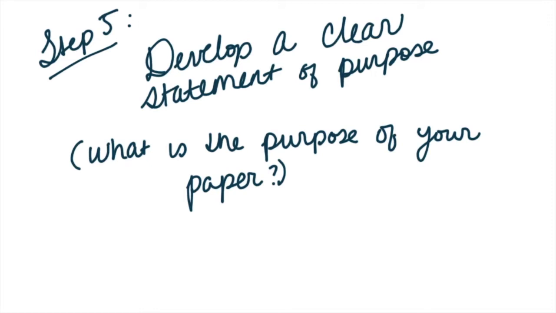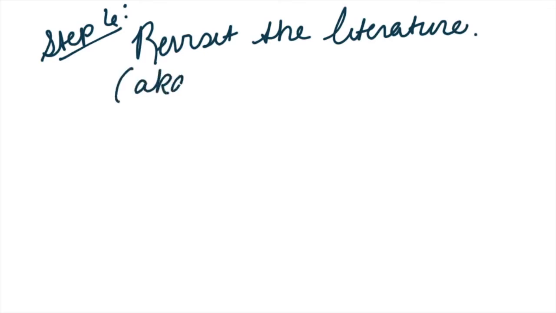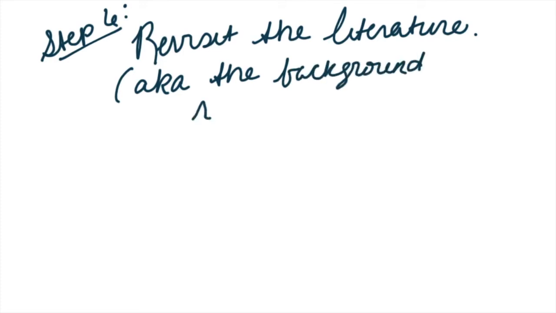Once you have decided what you want your research or your statement of purpose to be, it's then going to be time to revisit the literature. And this is step 6. So you're going to go back to that background research that you did, and you might need to even do a little bit more searching so that now that you have a more targeted question, you can search the literature in a more targeted way.